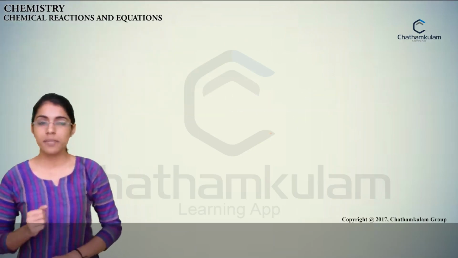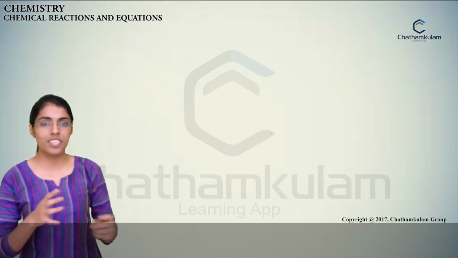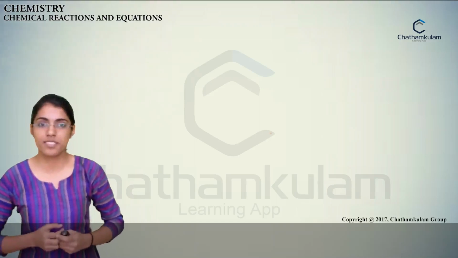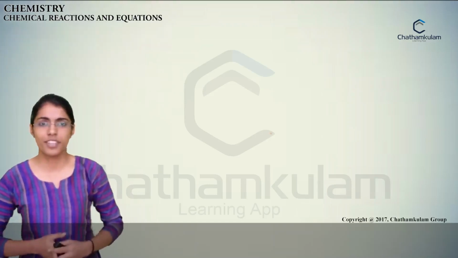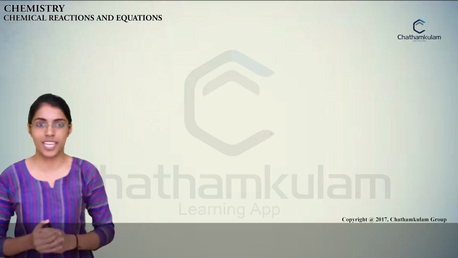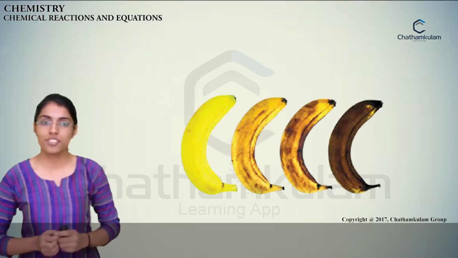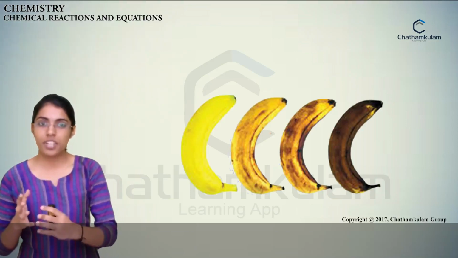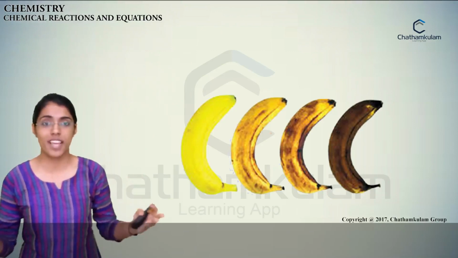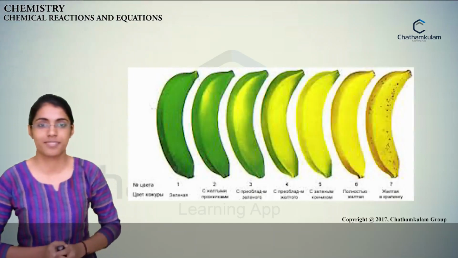First, let me tell you about change in color. Have you seen a chemical reaction that changes the color of a substance in your daily life? Of course, you can see it. Ripening of fruits is an example. The fruits change from a greenish color to red or pale yellow and so on. Why is this happening? Because of a chemical reaction.